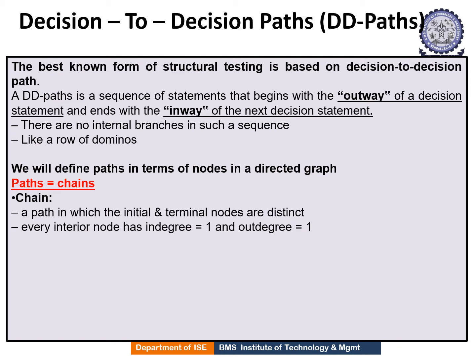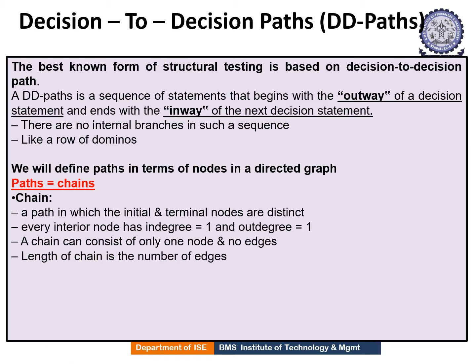What is in degree? One vertex will have one edge coming in, so that is called in degree. If one edge is going out from that vertex, then we say in degree is equal to 1 and out degree is equal to 1. So a chain can consist of only one node and no edges. The length of a chain is the number of edges.